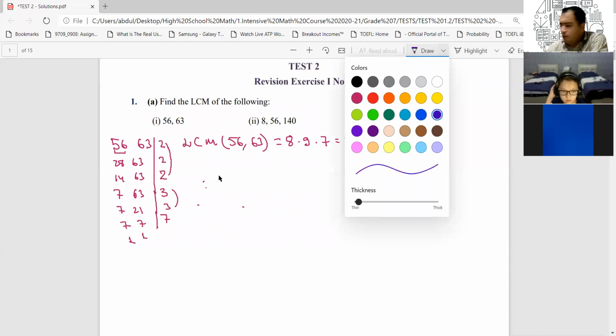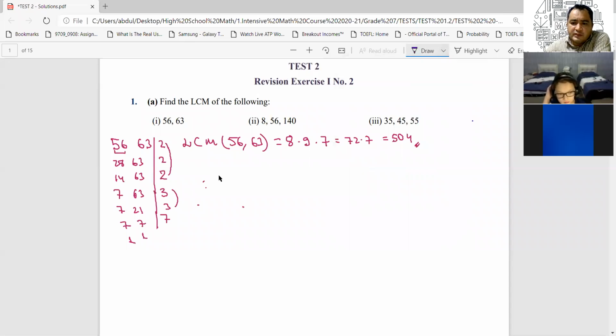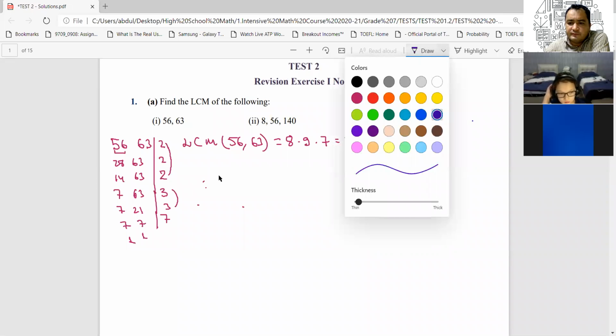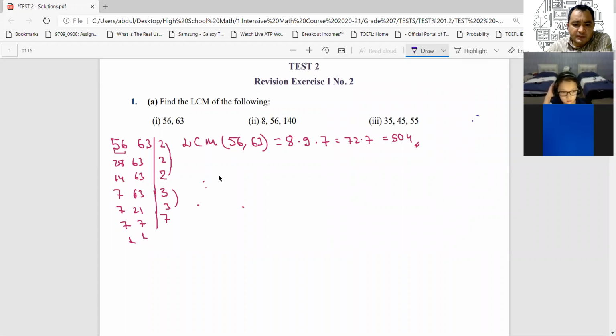And how about if you have two numbers? How much if we have three numbers? Again, similar way, let me just do it here. By these numbers, 8, 56, 140.